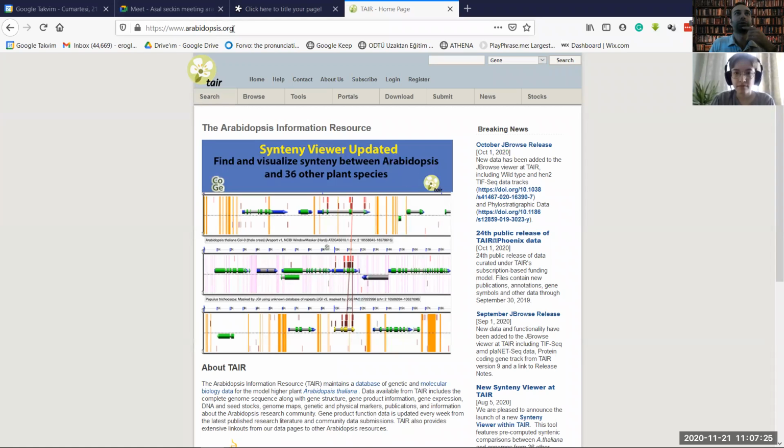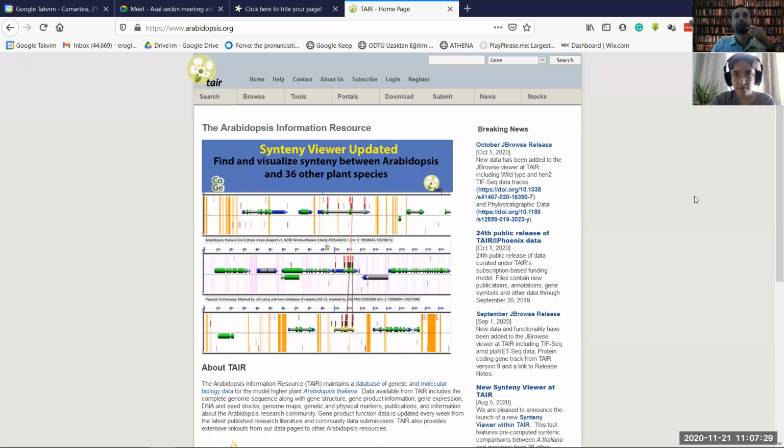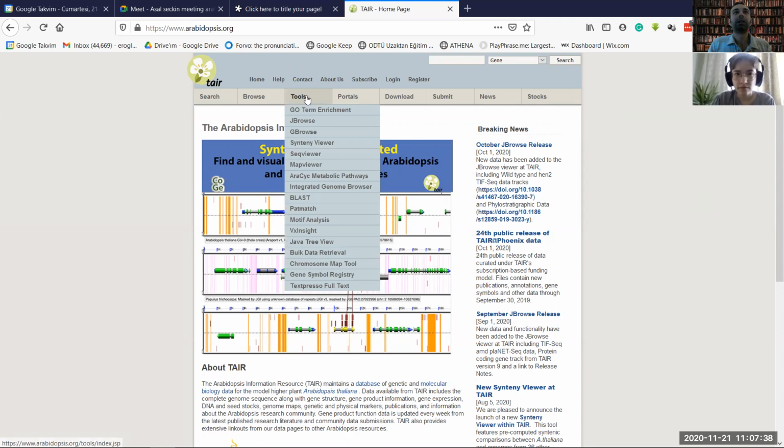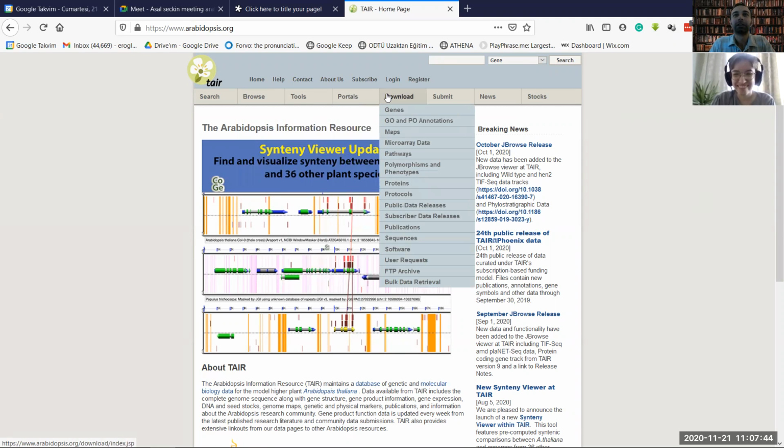Yes, so what you should do is enter arabidopsis.org. This is the ultimate source for arabidopsis. Here you can find a lot of things. Even I am not aware how much you can do here. For example, you can download microarray results and public data. You can look for protocols, like how to grow arabidopsis and so on.